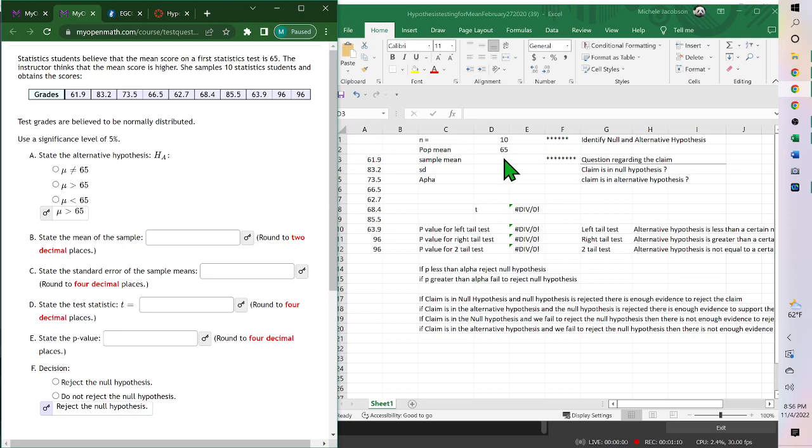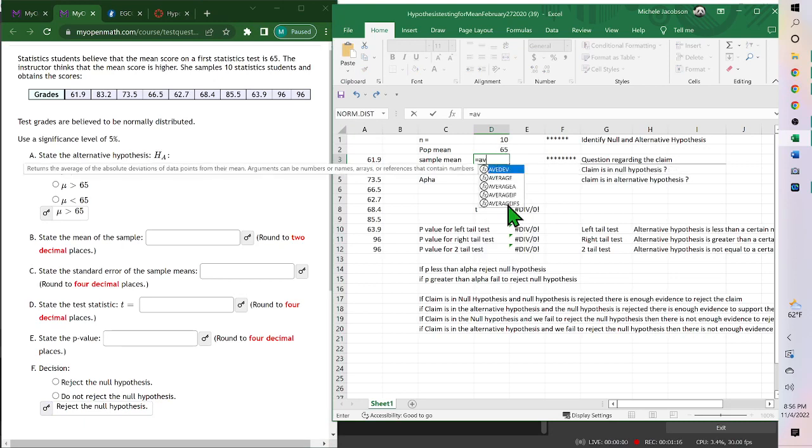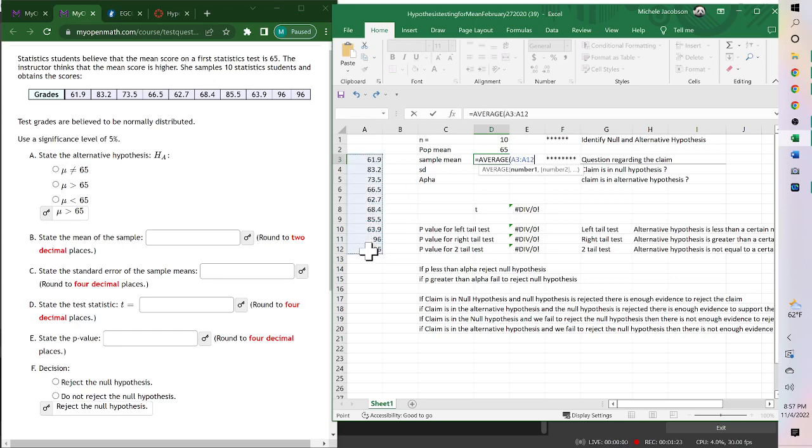To get the sample mean, you can put equals, and it's called average. Highlight average, and then highlight your numbers. And hit enter, and it gives you the mean.